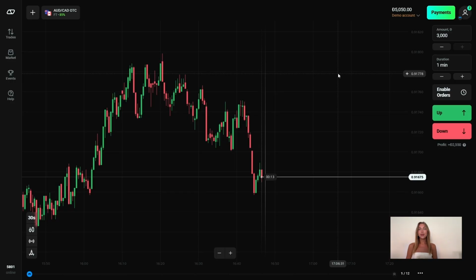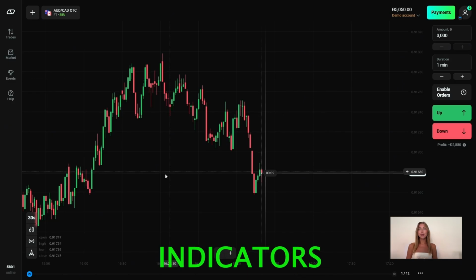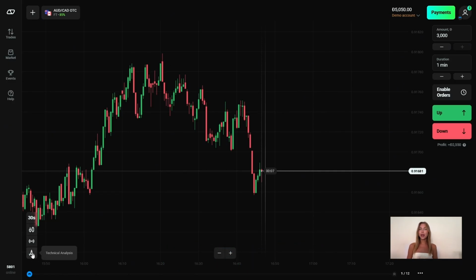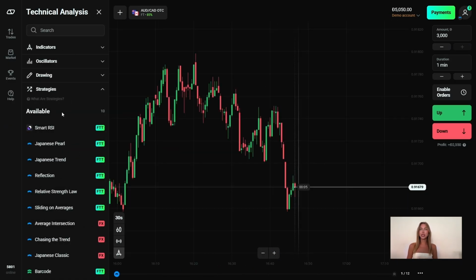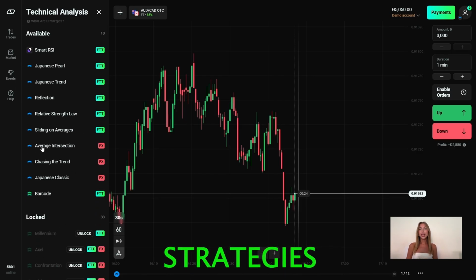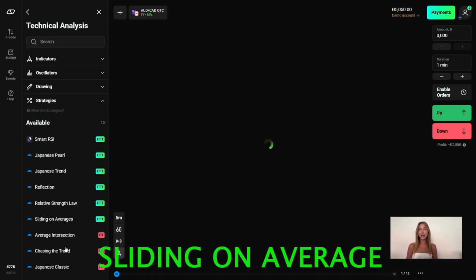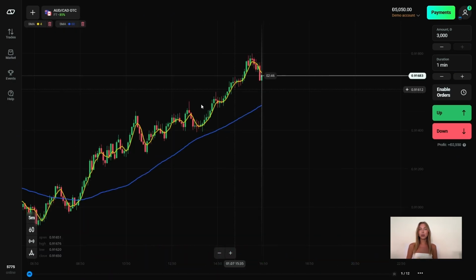So are you ready to trade? Then let's begin. First, let's add the indicator that we will need. But to be more precise, we are not going to add just an indicator but a strategy that will automatically add the two necessary indicators for us and configure them accordingly. To do this, we need to go to the indicator section and select the strategies. Here we need to select the strategy called Sliding Average. Let's add it. Now let's take a look at what we've got here.